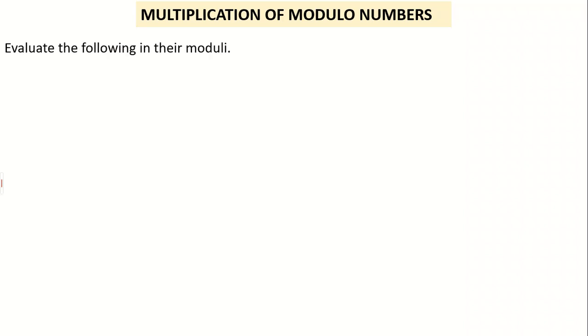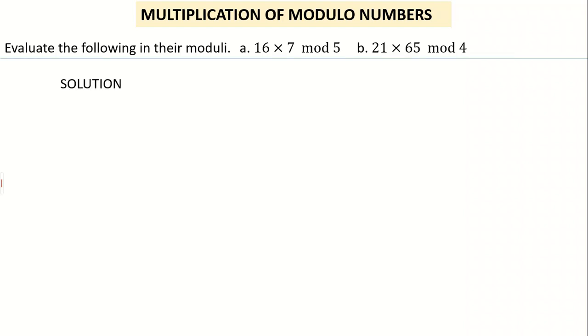So let's take a look at multiplication of modulo numbers. So here it said evaluate the following in their moduli. Okay, you have this question. There are two questions here. 16 multiplied by 7 mod 5, then 21 multiplied by 65 mod 4. So how do you go about this? The first one, let's consider the first one. It's the same process, no big deal here. Okay, so the same process you apply to addition is what you apply to this one.